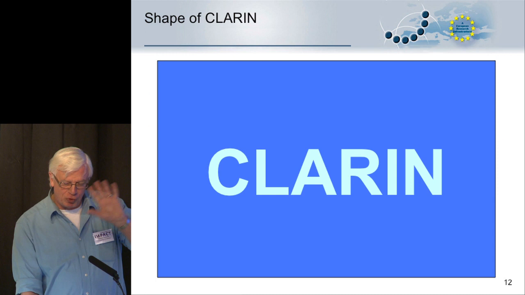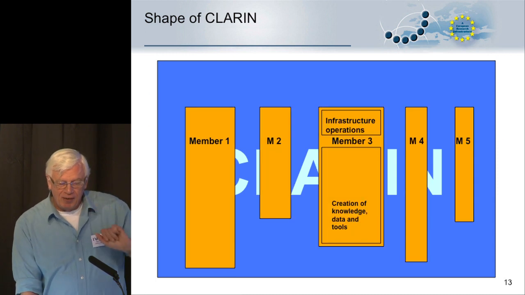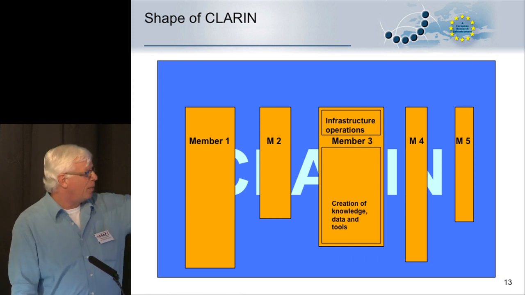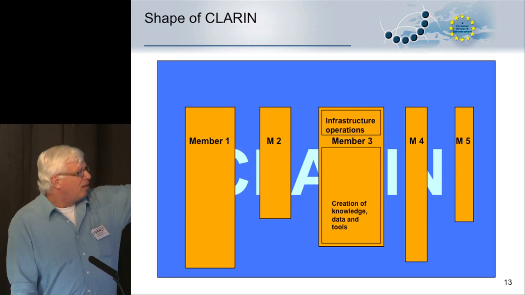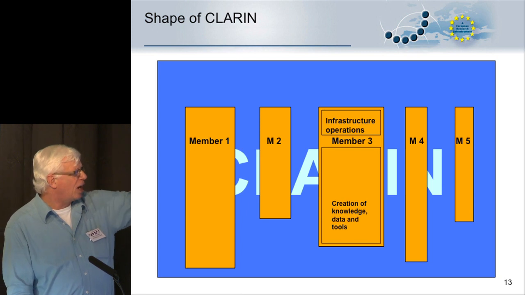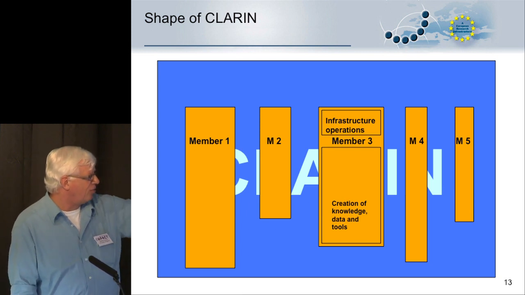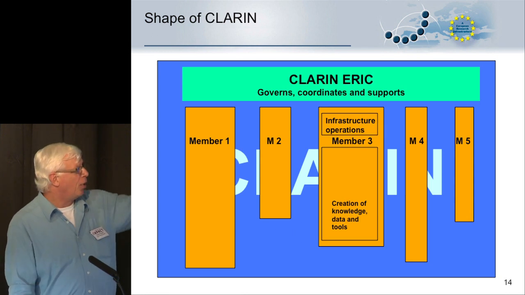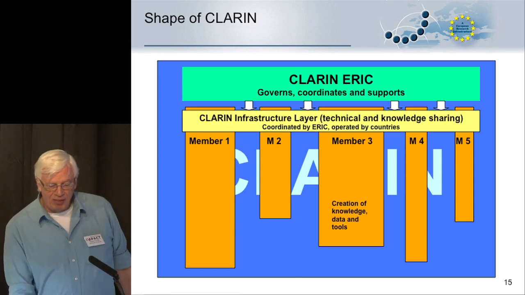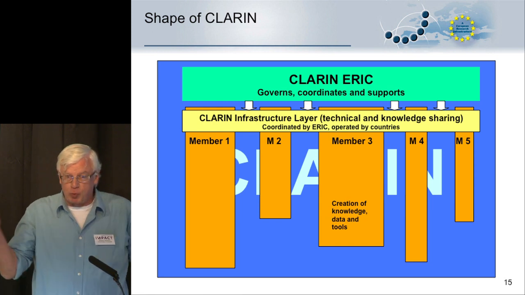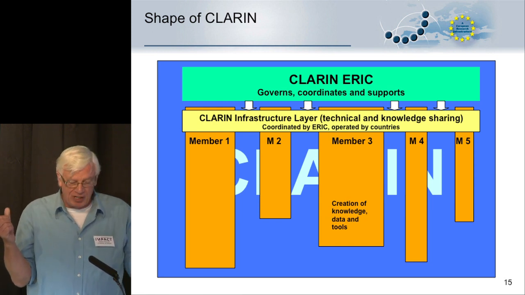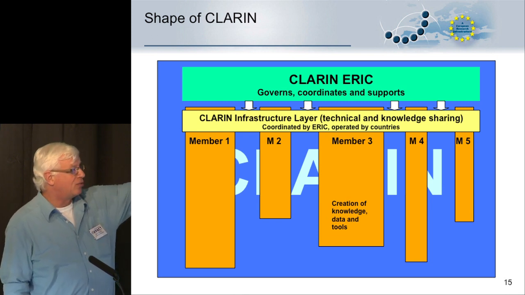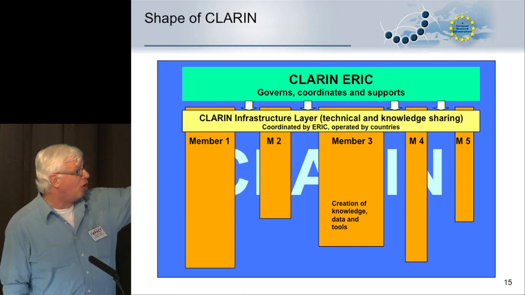Now, just to summarize the shape of CLARIN, this is CLARIN. Here you see the orange or brownish boxes are the activities in the various countries. Every member country does things, and part of it is infrastructure type operation, part of it is creation of knowledge and data and tools. Then we have the CLARIN ERIC as a body on top of that, and then you have the yellow layer, where all the interconnections are made. That's the infrastructure layer, and that is coordinated by CLARIN ERIC, so that everything fits together. So that's the role of CLARIN ERIC.